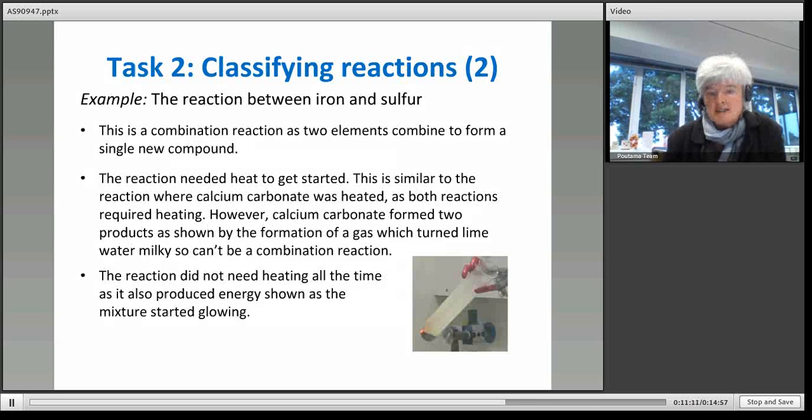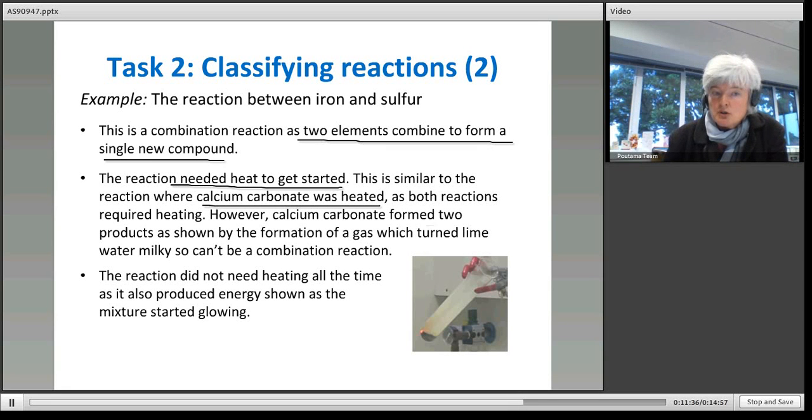So here's an example of why you said iron and sulfur. If we reacted those as a combination reaction, you would state the definition. What is a combination reaction? And then you would talk about your observations. You needed heat to get it started, which is similar to a decomposition reaction. Remember the calcium carbonate. But when you did the calcium carbonate, you had two products being formed instead of one, as in the iron sulfide.